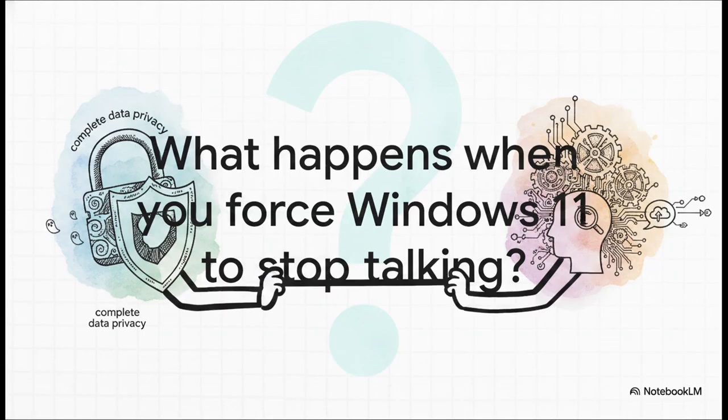To set the stage, I want you to think about this question for a second. What actually happens when you force Windows 11 to just stop talking? Sounds like a total privacy win, right? But framing it this way exposes a huge, fundamental trade-off that defines the entire Windows data collection model. It's this constant tug-of-war between complete data privacy on one hand and system functionality and supportability on the other.